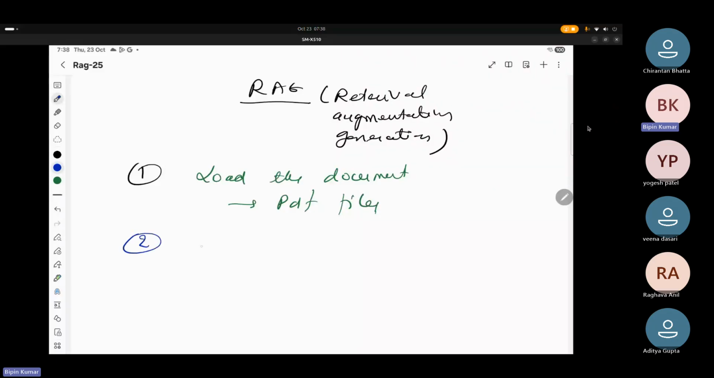Then second, after loading the document, the next step is chunking. So chunking, breaking the document into smaller parts. Okay.